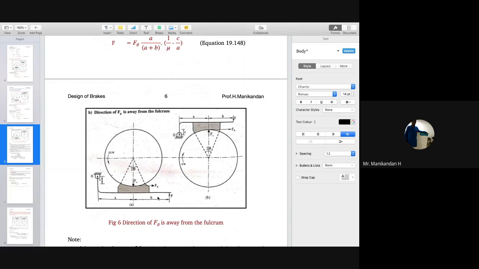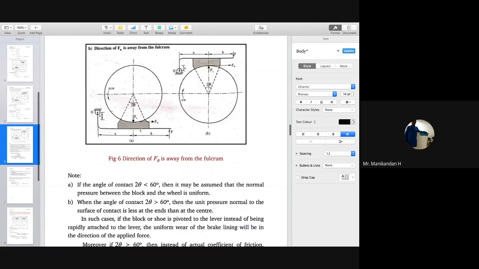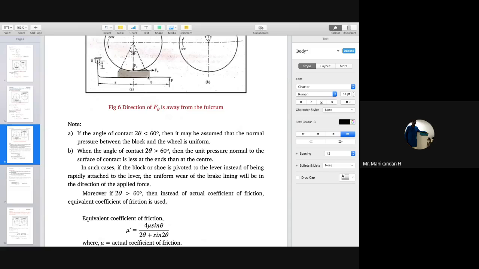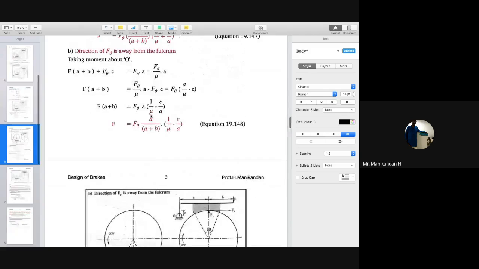Now the other direction. Taking moment, F into A plus B gives a counterclockwise moment, whereas the remaining two are clockwise. But C is above it, so obviously F theta into C will also give a counterclockwise moment. So F into A plus B plus F theta into C is equal to Fn into A. Rearranging, we get F equal to F theta into A by A plus B into 1 by mu minus C by A.